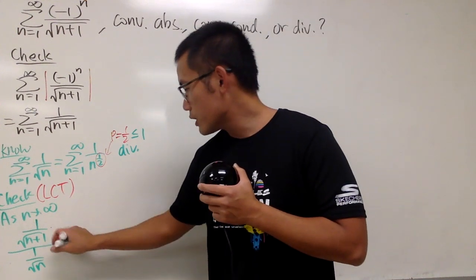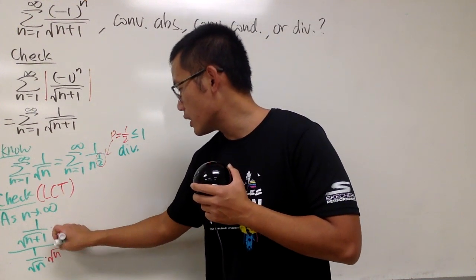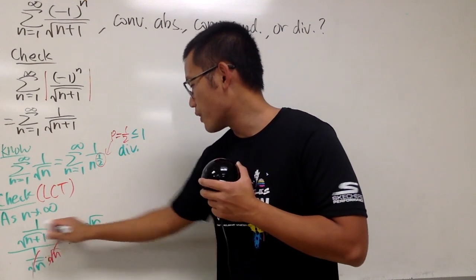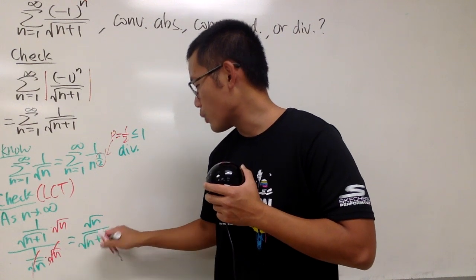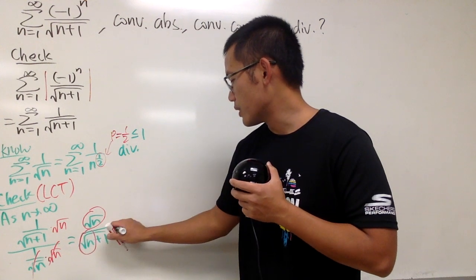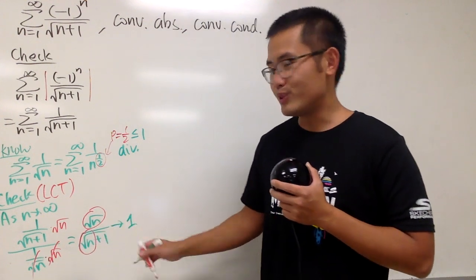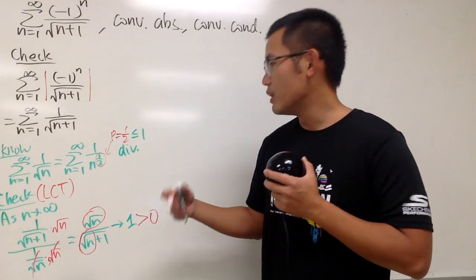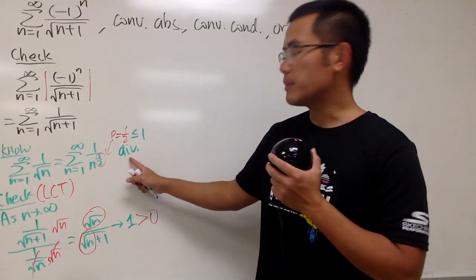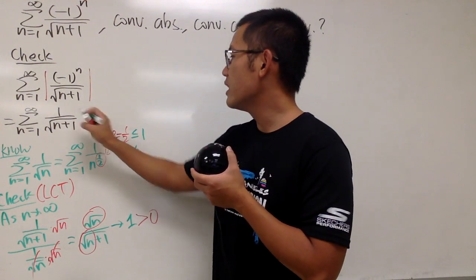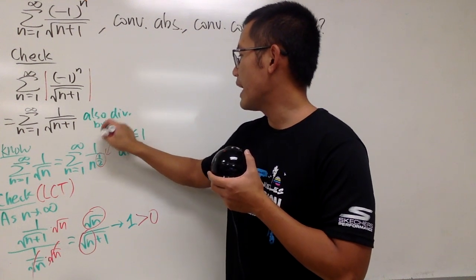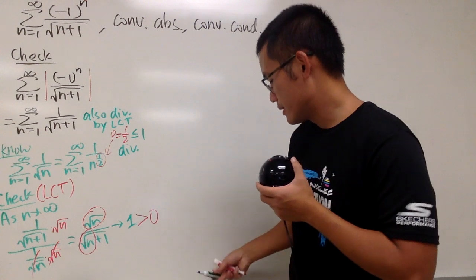Well, go ahead and multiply the top and bottom by square root of n. This and that will cancel. So we get square root of n over square root of n plus 1. Well, to take the limit, look at this and look at that. This right here will approach 1, which is greater than 0. So we get to draw a conclusion. And the conclusion is that this right here has the same conclusion as this. So we can say this right here also diverges by limit comparison test.